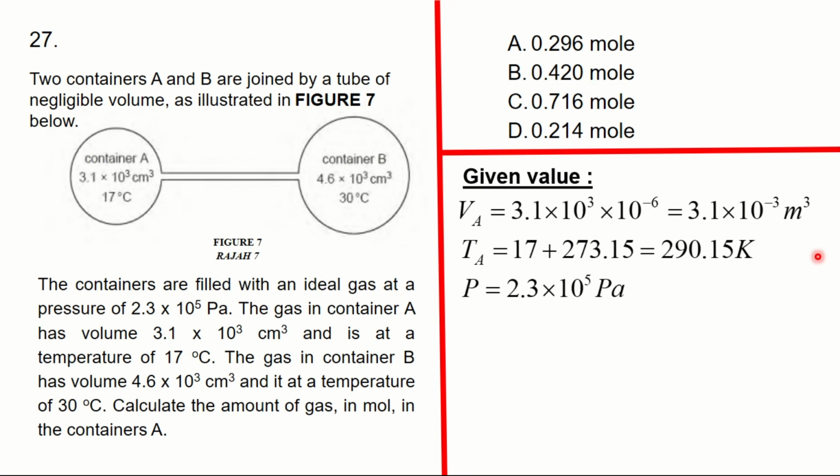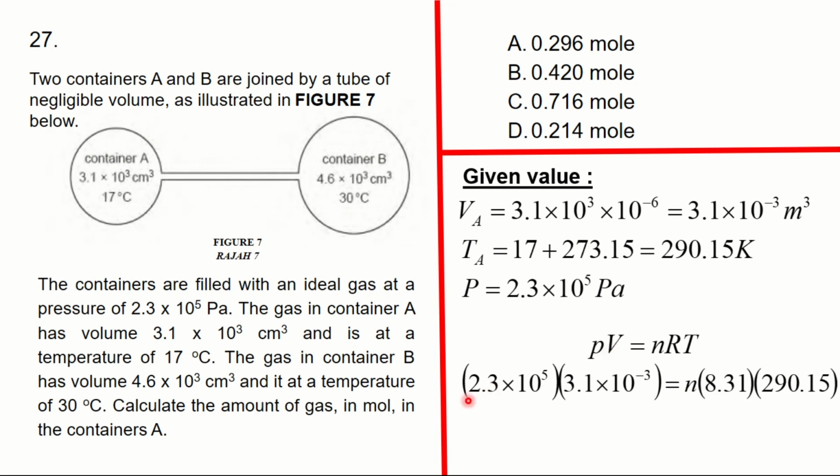From here, how to determine N, the number of moles? We can use the equation PV equals nRT. R is the gas constant, with value 8.31 joule per Kelvin per mole. Now we can substitute the values: P is 2.3 times 10 to the power of 5 Pascal, volume is 3.1 times 10 to the power of negative 3 meter cube, R is 8.31 joule per Kelvin per mole, and temperature is 290.15 Kelvin. So you get n equals 0.296 mole. So the answer is A.